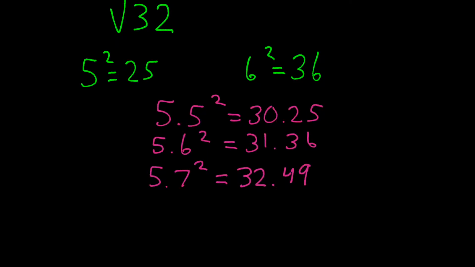Now we have to ask ourselves, between 5.6 and 5.7, which one is the better estimate? Well, 31.36 is 0.64 away from 32, where 32.49 is only 0.49. So technically 5.7 is just a little bit closer. And in reality, it's actually still somewhere between these two numbers. So that's how we can find an approximation of our square root when we are dealing with a number that is not a perfect square. Now, let's talk about real numbers.